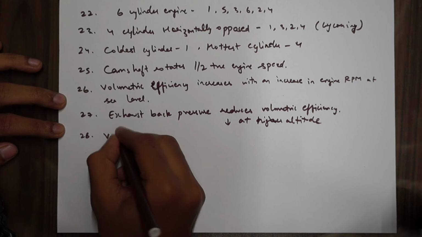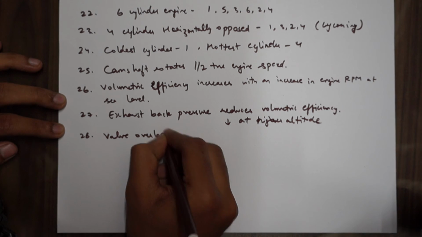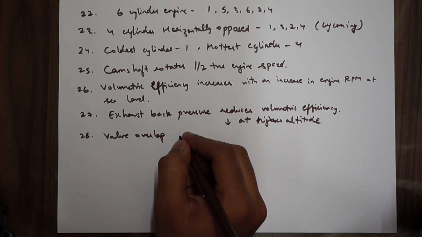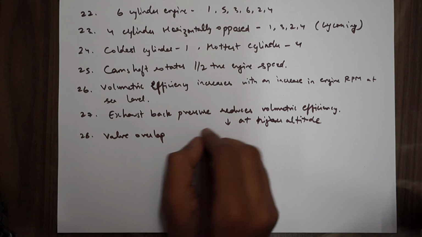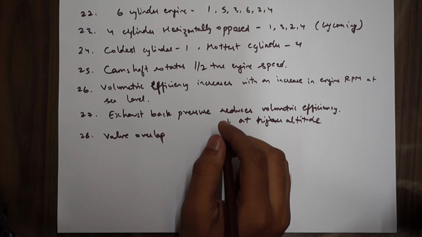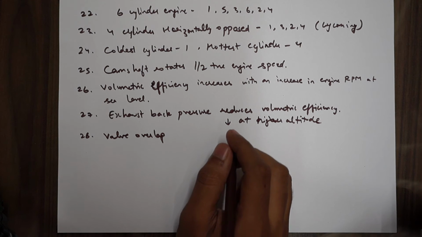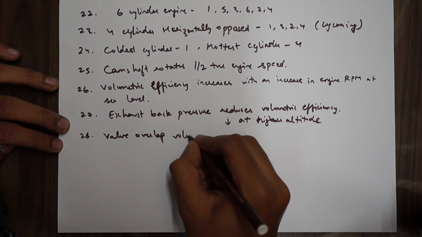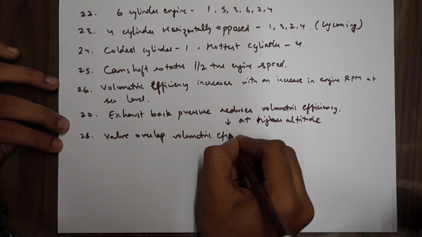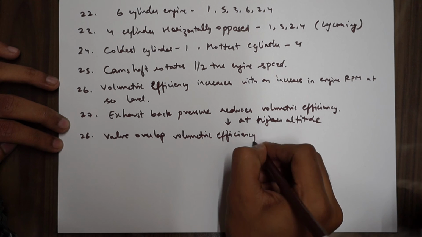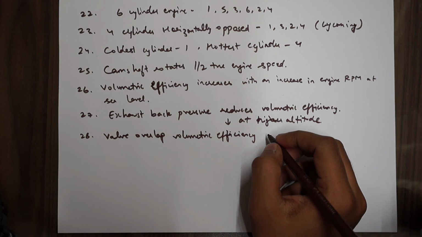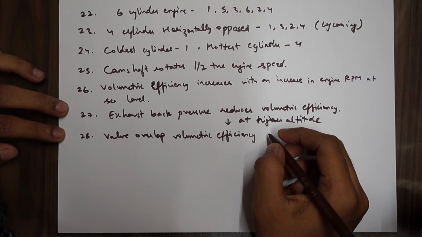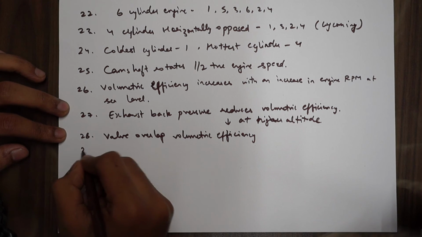Valve overlap. What is valve overlap? If you remember in the previous video, again I had mentioned, valve overlap is when your inlet valve and outlet valve are both open. It's basically the practical Otto cycle. Alright, so it improves volumetric efficiency. Your inlet and outlet valve open before time and close after time, staying open for a longer time as well. Now that is done.